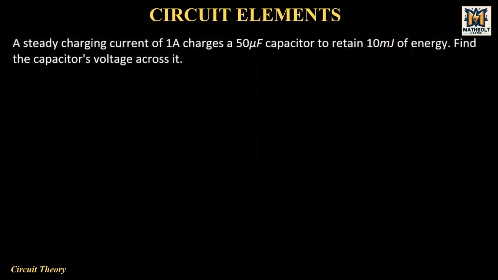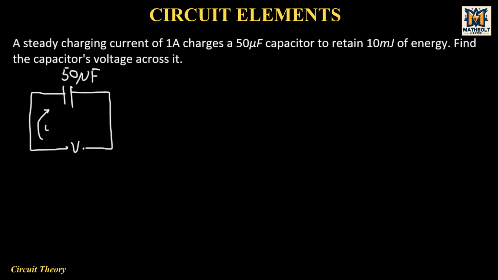The next question is: a steady charging current of 1 ampere charges a 50 microfarad capacitor to retain 10 millijoules of energy. Here a capacitor is given whose capacitance value is 50 microfarad. We charge it to some voltage V. The current flowing is a steady amount of flow, and the current value is 1 ampere.